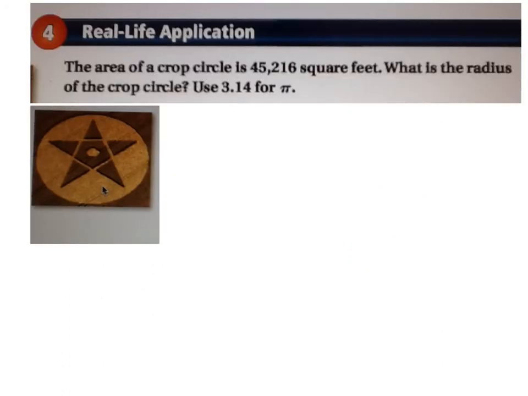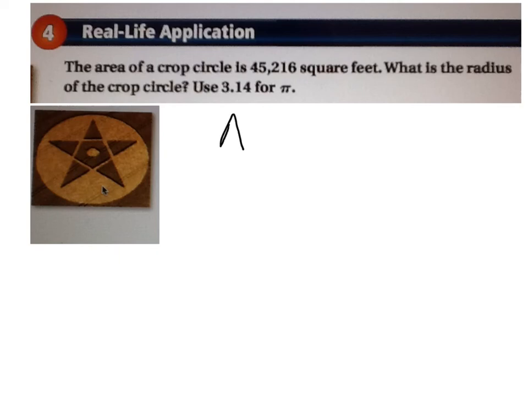Our last example is example number 4. Example number 4 says, the area of a crop circle is 45,216 square feet. What is the radius of the crop circle? Use 3.14 for pi. So we're going to start with the fact that we know that we're dealing with area of a crop circle. Well, that's the area of a circle.